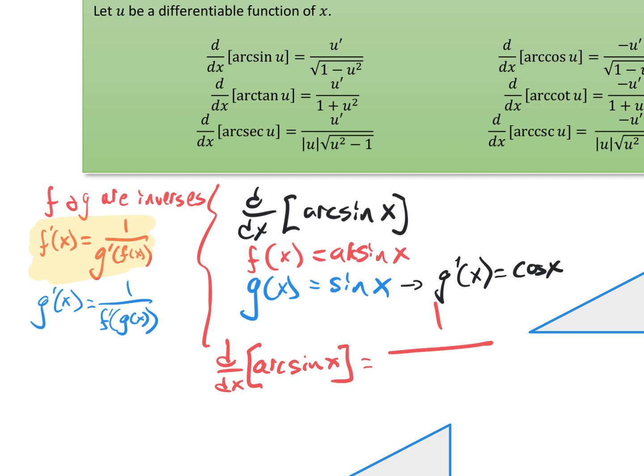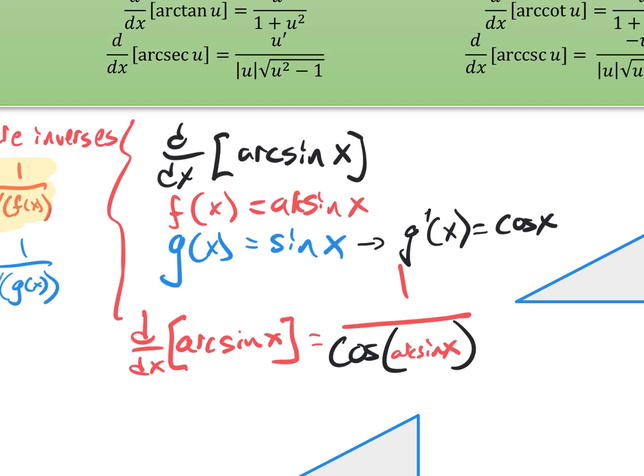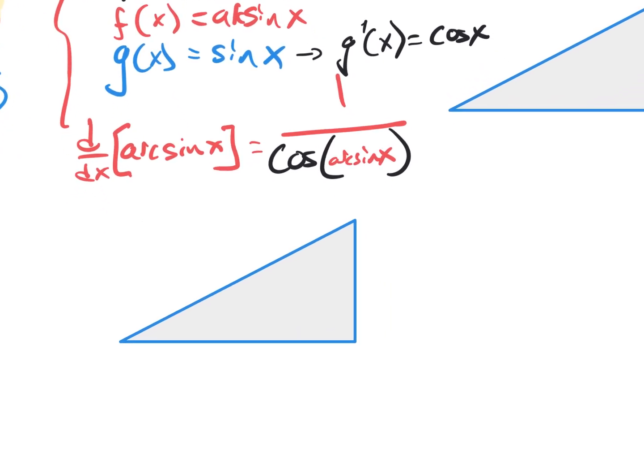So we're going to go cosine of, because we want the derivative of f, so we're going to put f into the derivative function. Let's go ahead and put arc sine into that cosine. Well, what does this mean? It's kind of messy. Cosine of the arc sine? What? Well, we've got to go back to the definition of sine and cosine and arc sine.